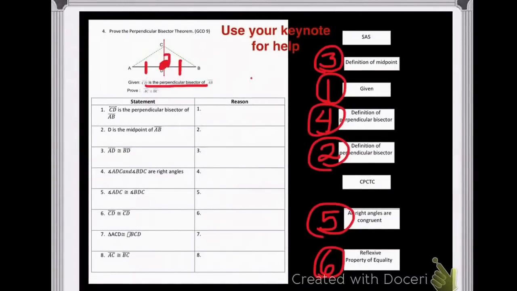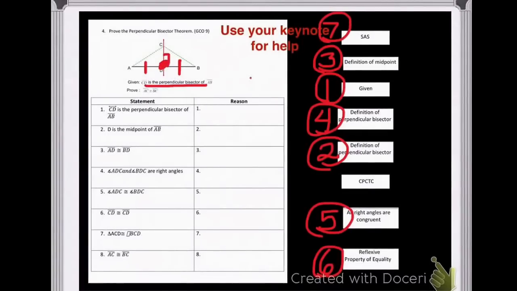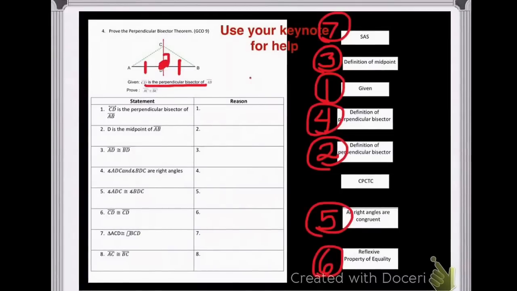Triangle ADC or ACD is congruent to triangle BCD. Remember, you have to use a criterion. Look at the flip book. So that would be side angle side. And AC is congruent to BC because they are corresponding parts that are in congruent triangles.